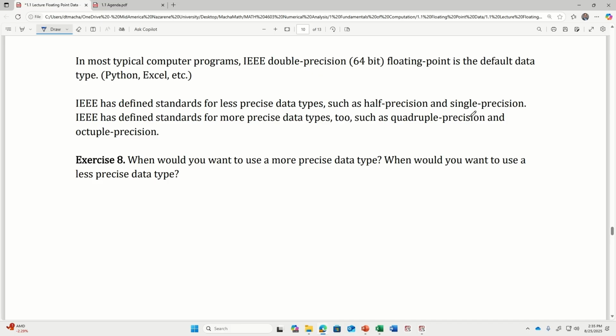So I mentioned this, in most typical computer programs, IEEE double precision is the default data type. It's just that double precision is like a golden mean between having enough precision to do what you need to accurately and having enough computer storage. Like you don't want to max out your RAM from doing a stupid easy calculation, right? So you meet somewhere in between. There are data types that are less precise, and there's data types that are more precise, but that one's just right there in the middle.